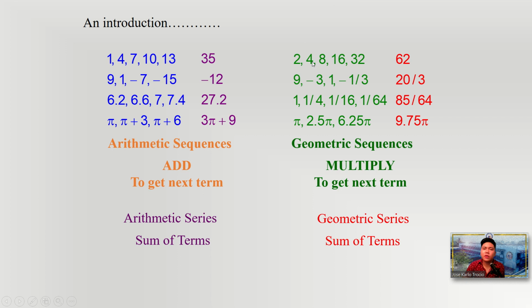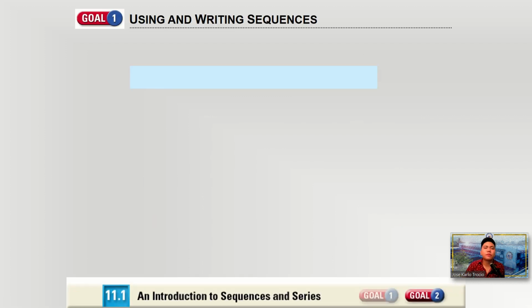2 plus 4, 6 plus 8, 14 plus 16, that is 30. 30 plus 32, that is 62. That is a series. Now you can see the difference. A sequence is a set. It has commas. But in a series, you're going to add them all. Later on, you will know.